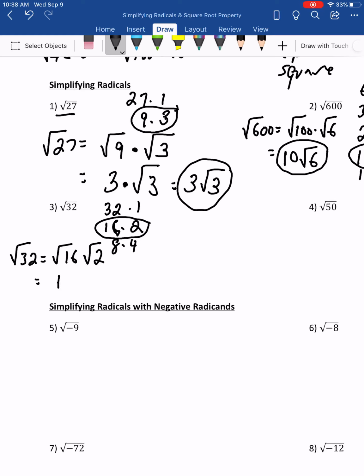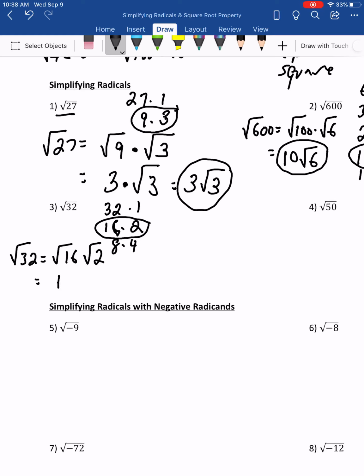So next thing we want to look at is simplifying a radical with a negative radicand. All radicand means is the inside, the number inside of the square root, a fancy word called the radicand. So if you look at the square root of negative 9, this is going to be a special case.